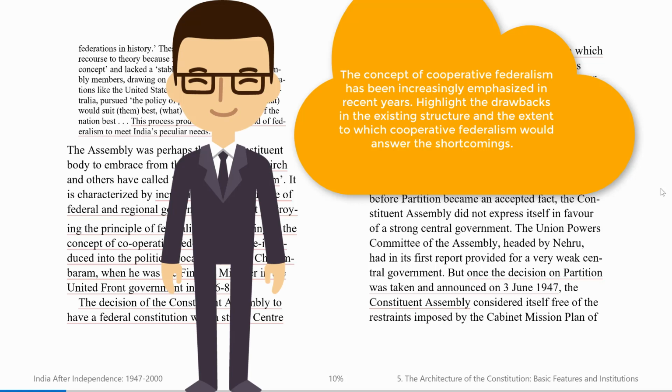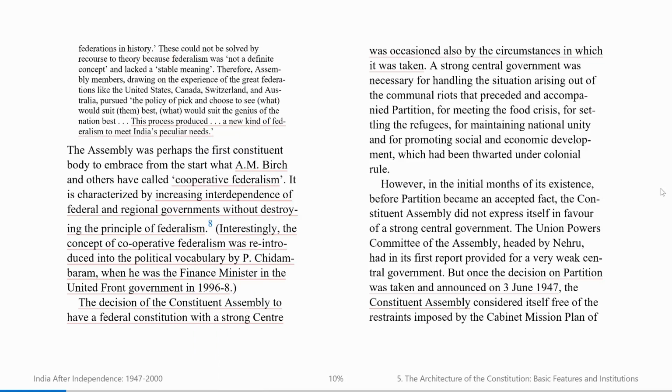If you think about it, you might have heard of Narendra Modi talking about cooperative federalism, but it's something which was embraced even by the Constituent Assembly, right? Which is cooperative federalism, and it is characterized by interdependence of federal and regional governments without destroying the principle of federalism. And this cooperative federalism was actually reintroduced into the political vocabulary by P. Chidambaram when he was the finance minister of the United Front government in 1996-98.